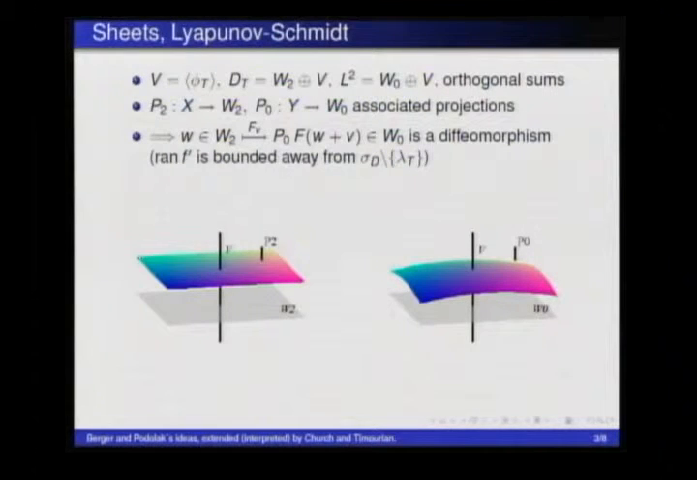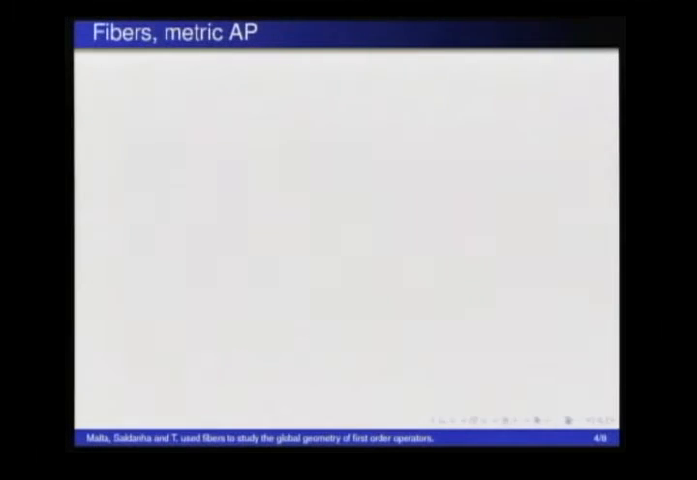The good news, however, is that you shouldn't look at sheets. What you should do is the following. You take vertical lines, and each sheet is going to intersect a vertical line exactly once. The upshot is that if you want to invert a vertical line, what you get is a point on each sheet. Welcome to fibers.